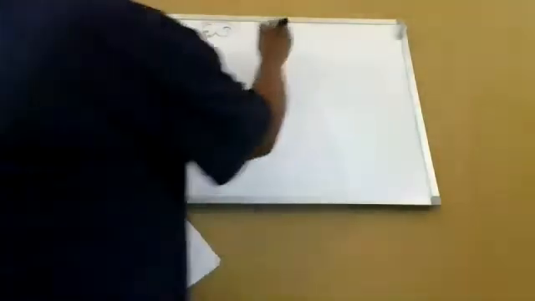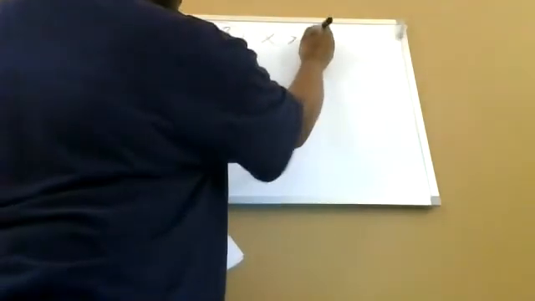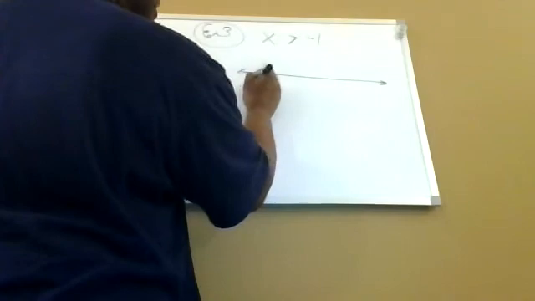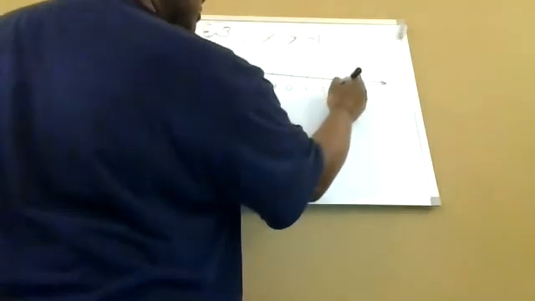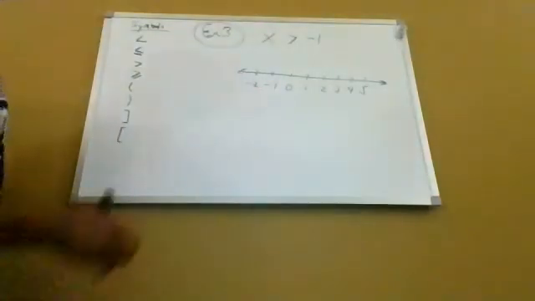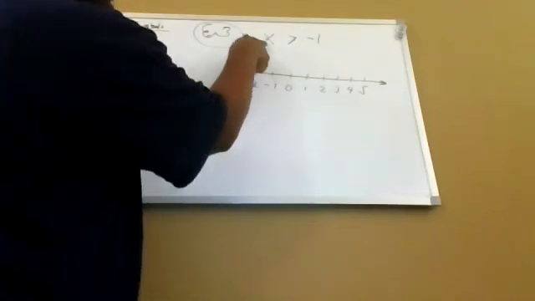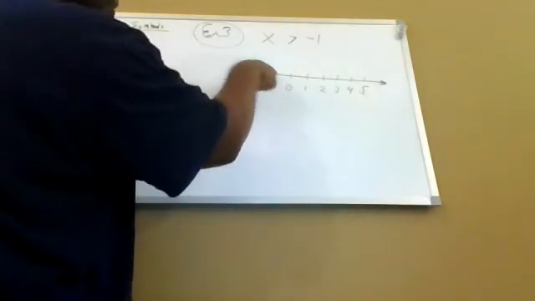All right, example 3. I have the inequality x is greater than -1. Let's draw our number line. Let's start, let's see, -2, -1, 0, 1, 2, 3, 4, 5, 6, 7, 8. Okay, we're starting at -1, which is here. We want all the x values that are going to be greater than -1. So it's going to be everything to the right.